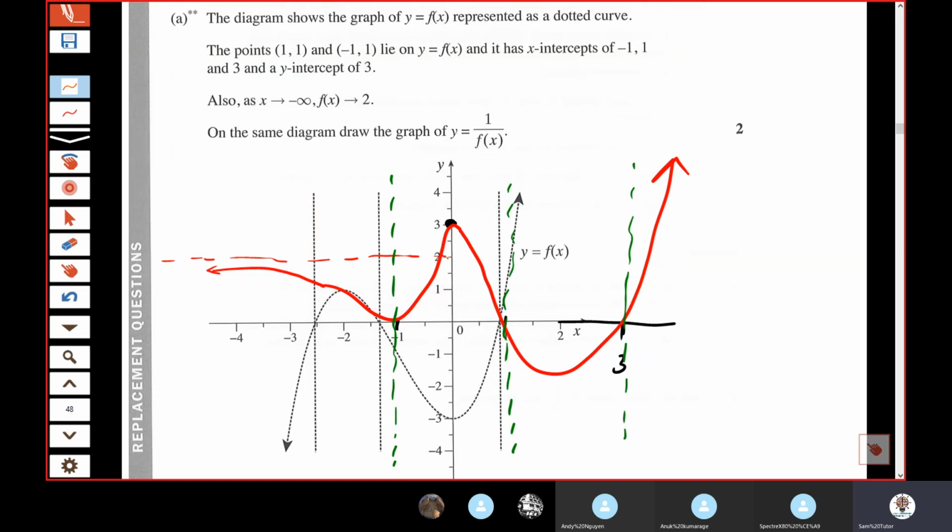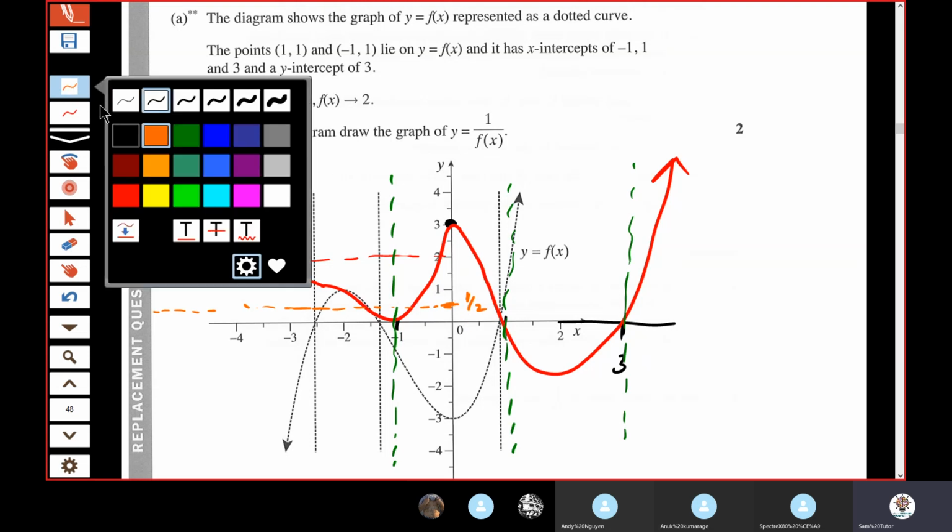At 2, it's no longer 2. Where is it now? At half, right? Because we're going to do 1 over 2. So your asymptote is now at a half. Still with me? And then we've done everything right.